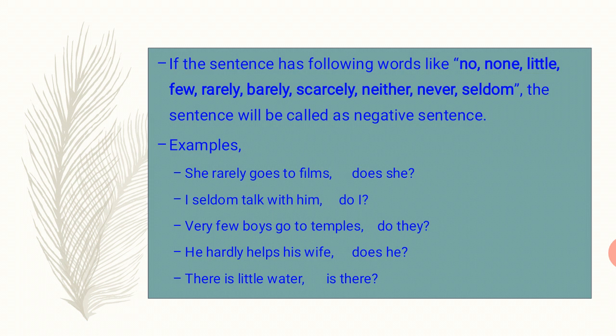And if the sentence has following words like no, none, little, few, rarely, barely, scarcely, neither, never, seldom, if a sentence has these words, the sentence will be called a negative sentence. So please consider them as a negative sentence. For example, I have given you, she rarely goes to films, does she? I seldom talk with him, do I? Very few boys go to temples, do they? So see that thing, rarely, seldom, few, hardly, little. These are for negative formations.